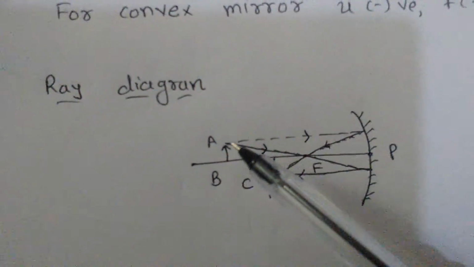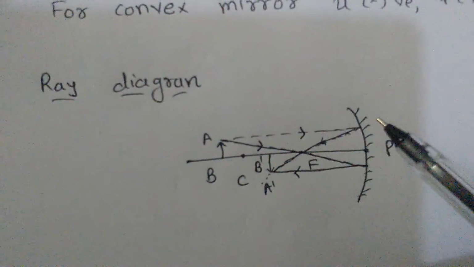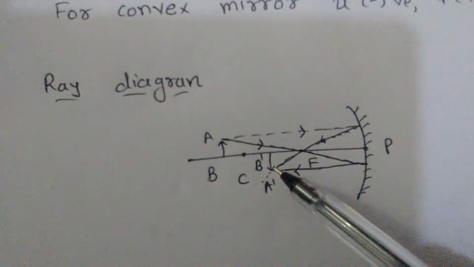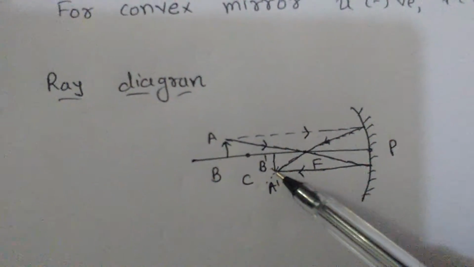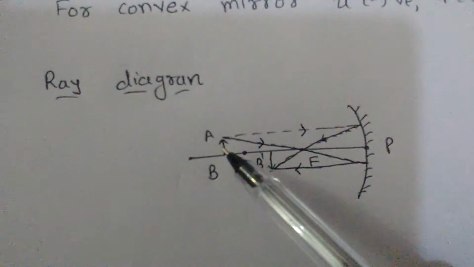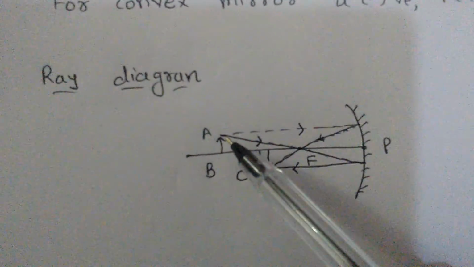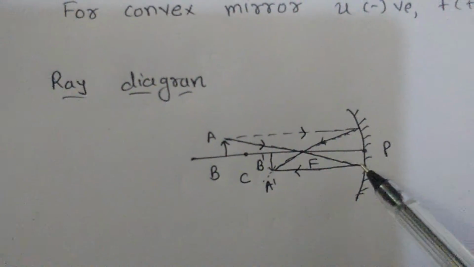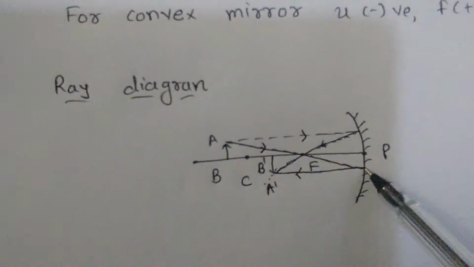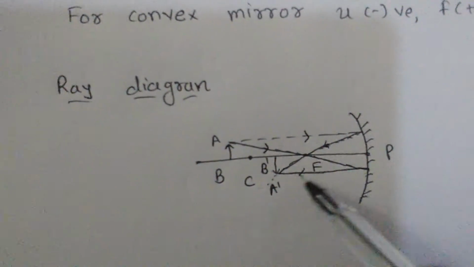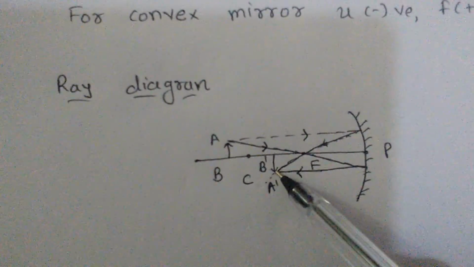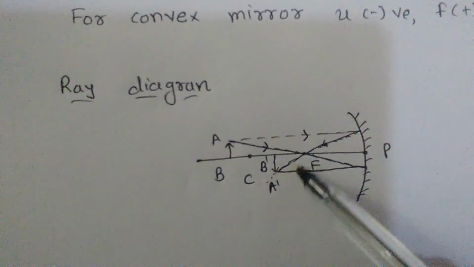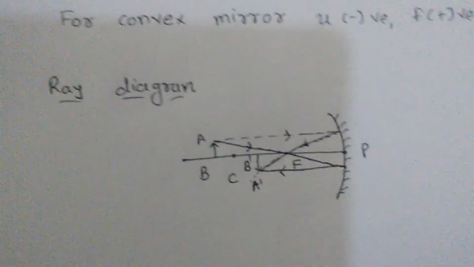We can draw one ray passing from A to this point, and it is going to pass through the focus, and as a result it is going to make one point here. And now we can draw another ray which is going to pass through the focus, and it is going to be reflected back from this point of the mirror, and it is also going to meet that ray at this point. So we can say that at this point the image is going to be formed, that is A dash B dash.